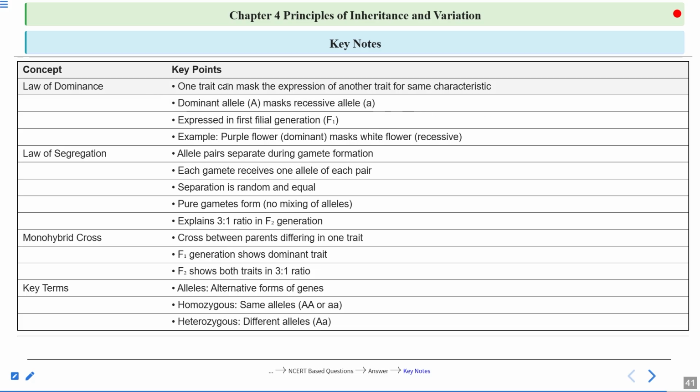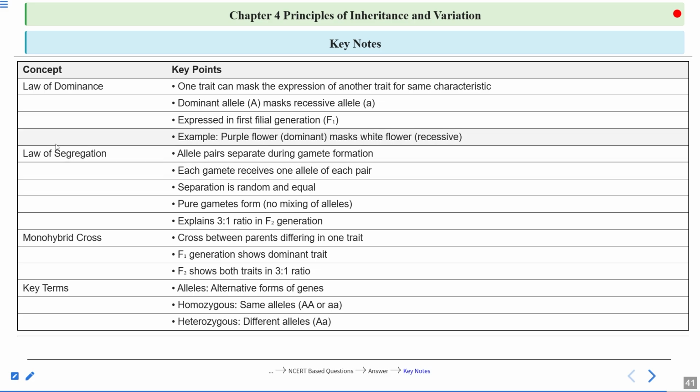Okay, what is law of dominance? One trait can mask the expression of another trait for the same characteristic. A dominant allele masks the recessive allele. Now, the dominant character is observed in the F1 generation, which is heterozygous. An example is that purple flower is dominant over the white flower.